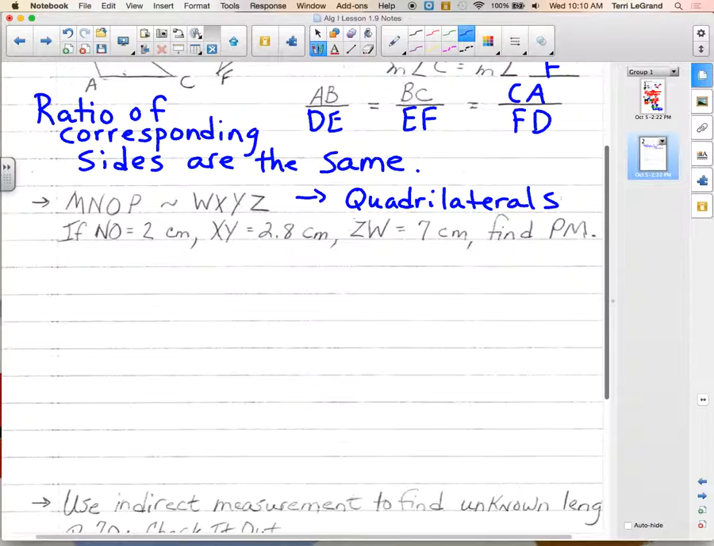So this says if the measure of line segment NO is 2 centimeters, and the measure of XY is 2.8 centimeters, and the measure of ZW is 7 centimeters, find PM. Find the measure of PM. So you go ahead and set up a proportion that will help you solve that. I would suggest you set up ratios of corresponding sides, like we just practiced in the one above.